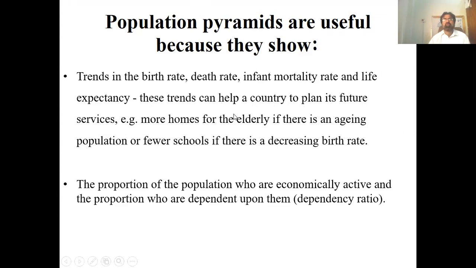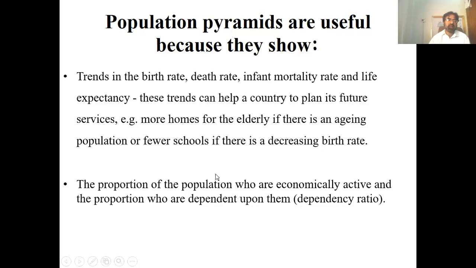Like, for example, if we have more life expectancy, we will be having a big segment of the population as elderly, and for those elderly people, we need to have geriatric homes so that they can live in. And if there is a decreased number or low fertility rate, then we don't need to have more and more schools to get our children in those schools. The proportion of the population who are economically active and the proportion who are dependent upon them, that is called a dependency ratio.